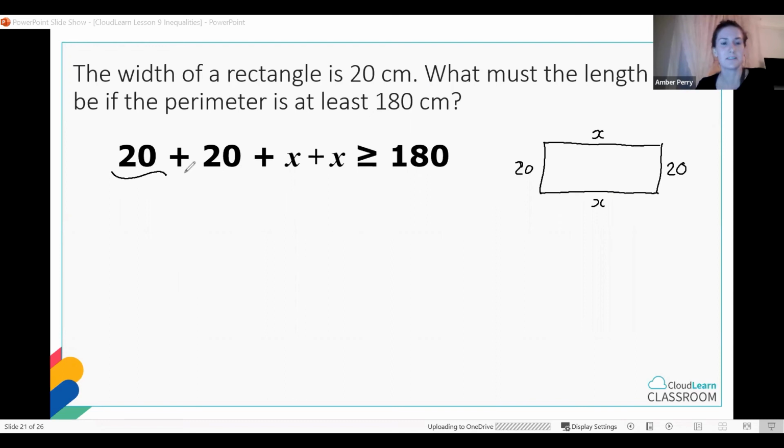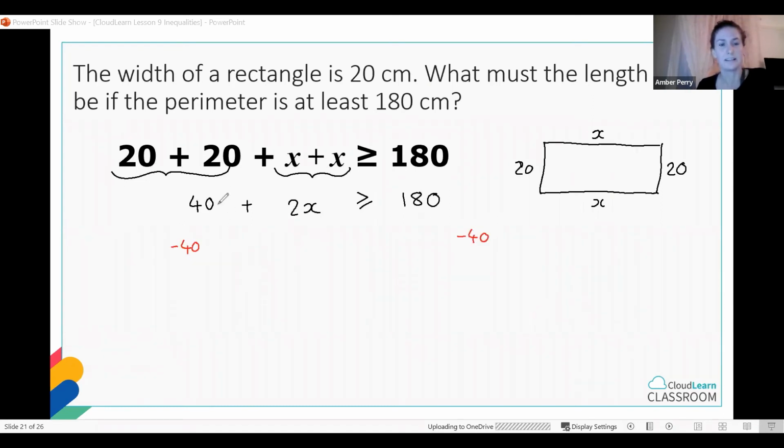So 20 plus 20, we can do that maths. We've got 40 plus x plus x, which is 2x. And then is greater than or equal to 180 there. Okay, so I've simplified it. Now I can begin to solve. Start then by subtracting 40 from both sides.